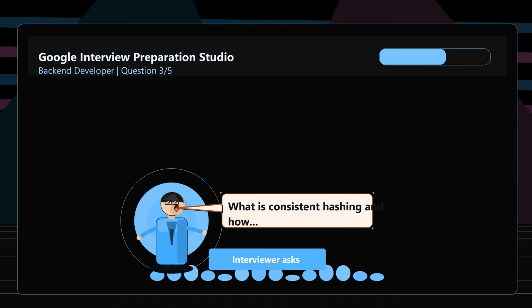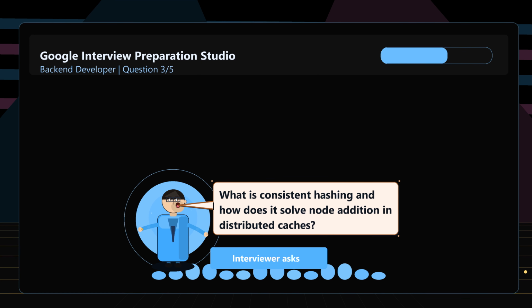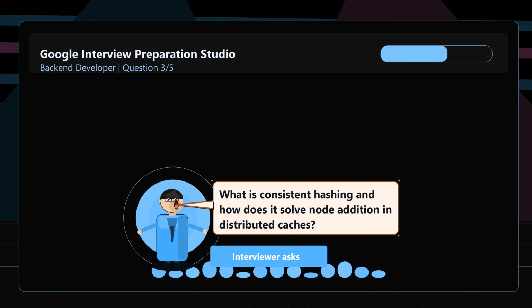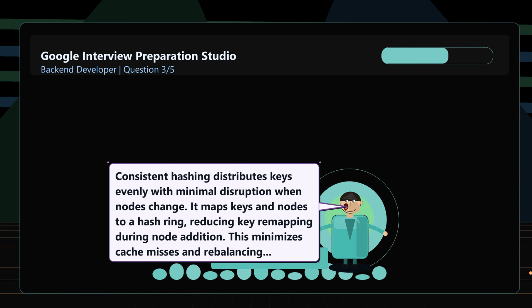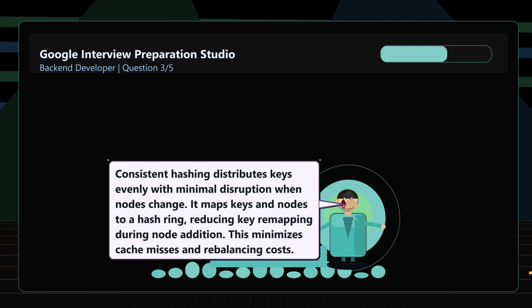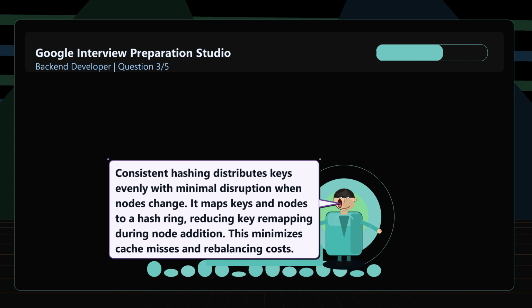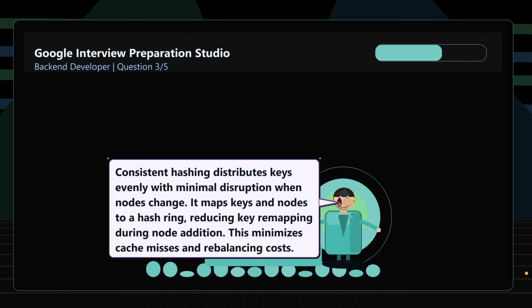Could you explain what consistent hashing is and how it addresses the problem of adding nodes in distributed caching systems? Consistent hashing is a technique used in distributed caches to evenly distribute keys among nodes. It hashes both nodes and keys onto a circular hash ring.